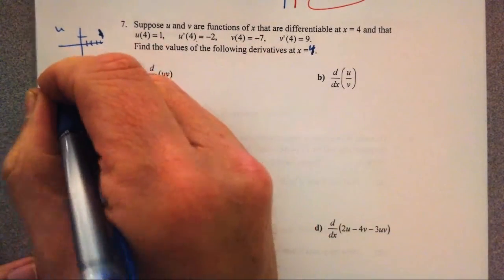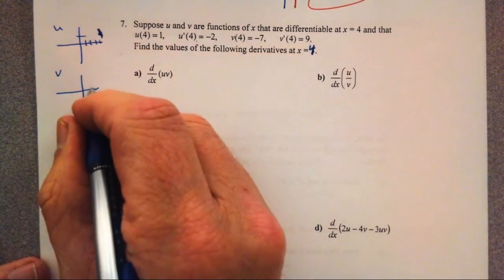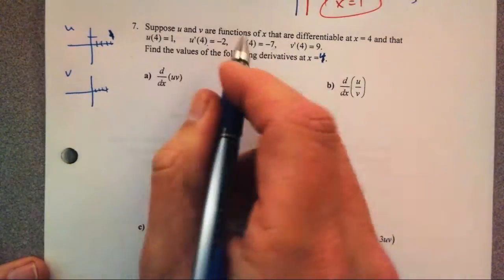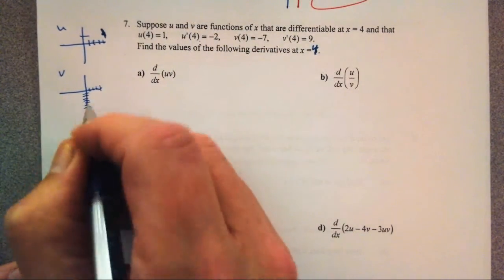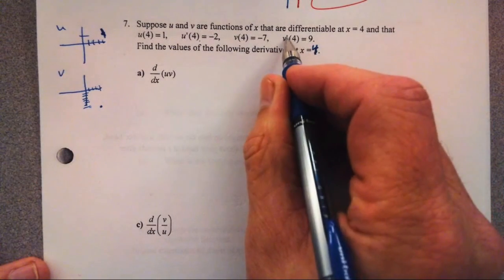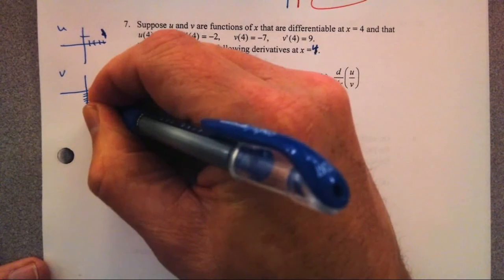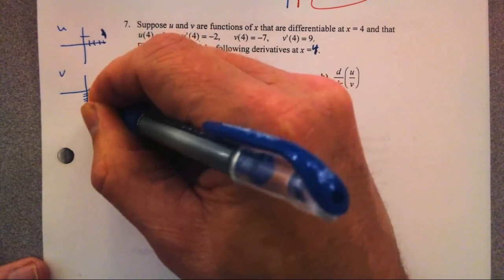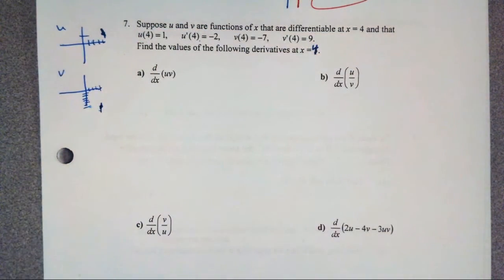Then I've got a function v that at 4, we're actually down 7. And as we pass through 4, we have a slope of 9. It's really, really steep for at least an instant right there. But, as I said, just kind of giving you some context to this problem.